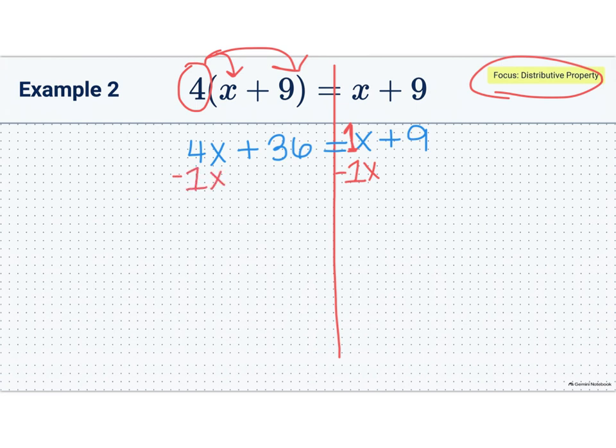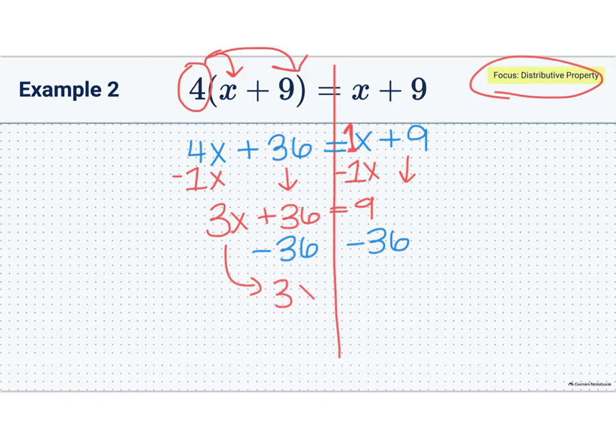So I have 4x minus 1x is 3x. And then I'm just going to bring this 36 down, as well as the 9. Now my next step is to move constants to the other side. So I'm going to subtract 36 from both sides, leaving me with a 3x on the left and a negative 27 on the right.